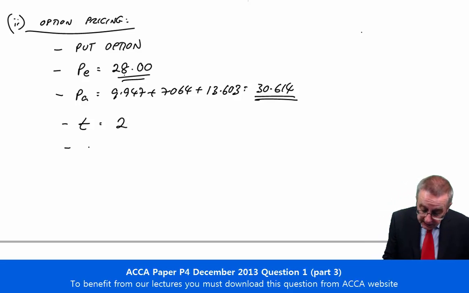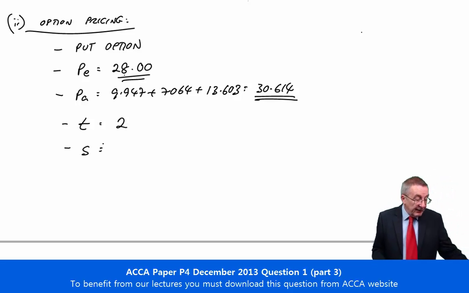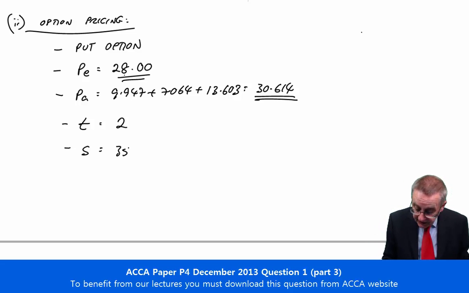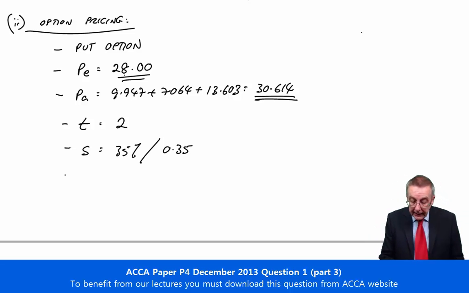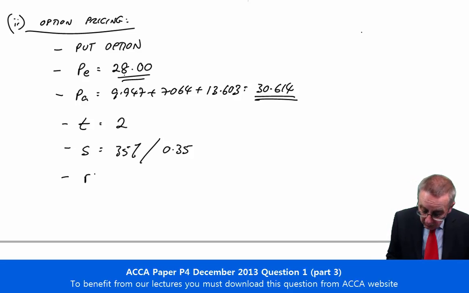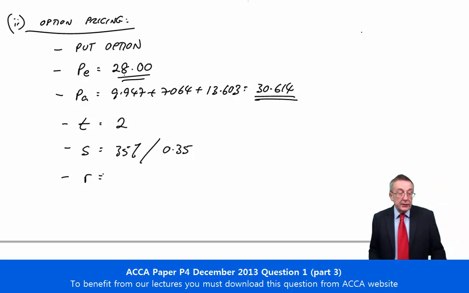We need the standard deviation. That has to be given in the question. It is here. It's 35% or 0.35. And finally, we need R, the risk-free rate of interest.